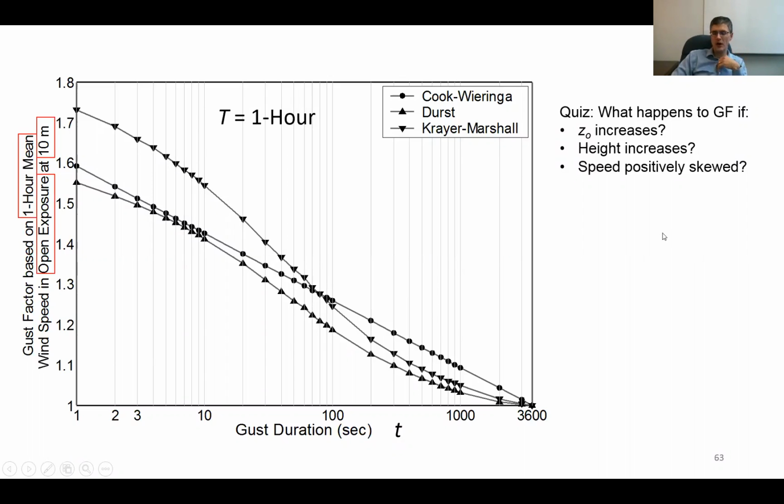So a quick quiz to think about. Obviously, you guys can't respond to me, but see how quickly you can come up with an answer, how well you're grasping the concept. If I increase the Z0, keep everything else equal, what's going to happen to the gust factor? If I increase the height at which I'm taking the measurement, what's going to happen to the gust factor? If, all things being equal, I go from a Gaussian distributed wind speed to a positively skewed distribution of wind speed, what would happen?